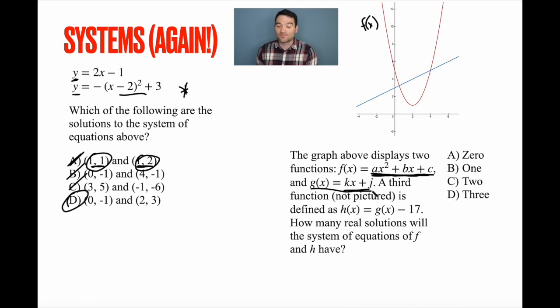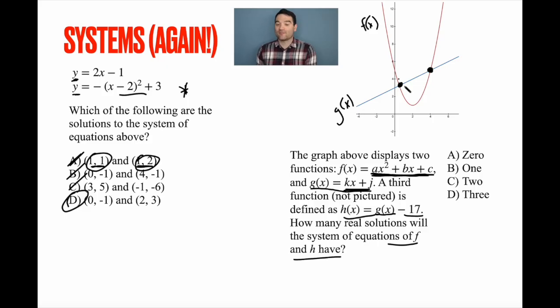And g of x equals kx plus j. That's a linear function. It's a line. So that's g of x, right? And we know that a third function, not pictured, is defined as h of x equals g of x minus 17. How many real solutions will the system of f and h, a system of equations of f and h, have? Okay, let's back up here for a second and start with the system of equations that we do have pictured here, f and g. How many solutions are there between f and g? There are 2 points at which they intersect, and that means we're dealing with 2 solutions.